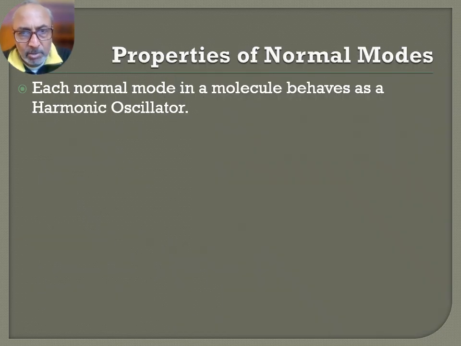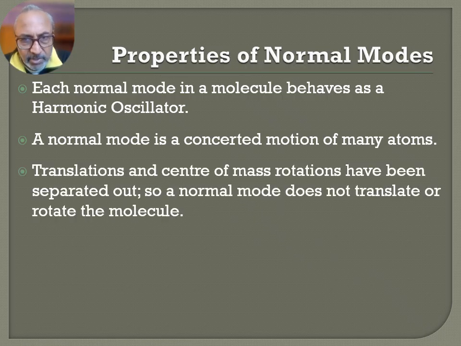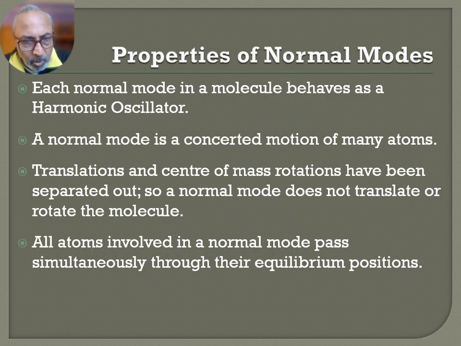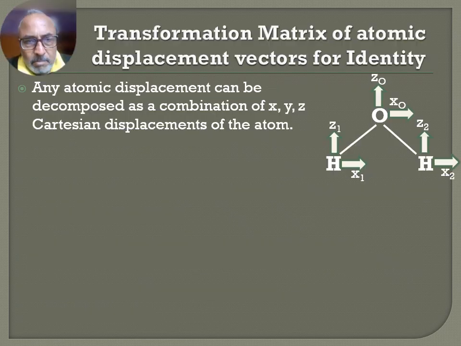We can now talk about normal modes of vibration in a molecule. Each normal mode behaves as a harmonic oscillator. A normal mode is a concerted motion of many atoms. Translations and center of mass rotations have been separated out, so a normal mode does not translate or rotate the molecule. All atoms involved in a normal mode pass simultaneously through their equilibrium positions. Normal modes are independent, they form an orthonormal set.